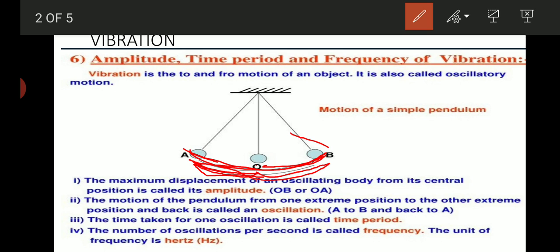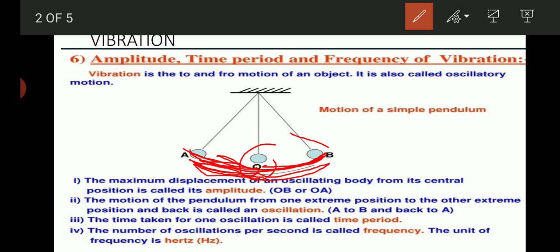The next is oscillation. We know that the motion of the pendulum from one extreme position to the other extreme position and back is called an oscillation, for example, A to B, B to A, and again back to its position O. The time taken by the bob of a pendulum to complete one oscillation is called the time period of the pendulum. That is, the time taken by the bob to travel from extreme position A to extreme position B and back to A is the time period.